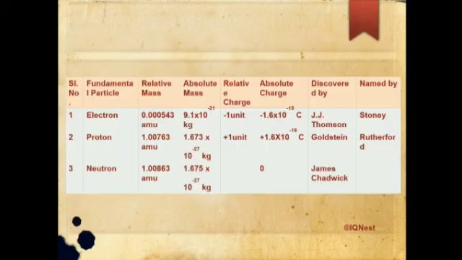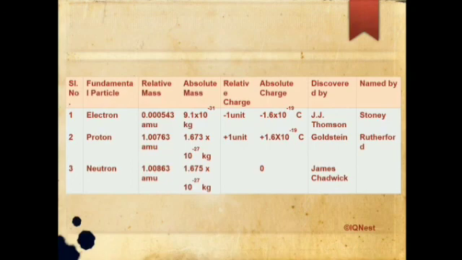And in the last part, we will see the summary of electron, proton and neutron, their relative mass, charge, and who discovered them. The first one is electron. Its relative mass is 0.543, absolute mass is 9.1 into 10 raised to minus 31 kg, the relative charge is -1 unit, and the absolute charge is -1.6 into 10 raised to minus 19 coulomb. The electron was discovered by J.J. Thomson and named by Stoney.